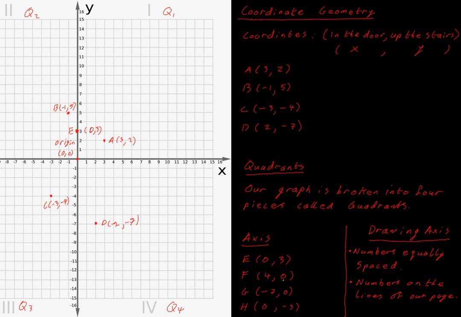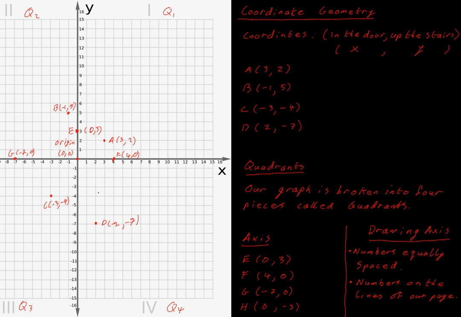Then I have my point F, which is on 4, 0. Well, my X is 4, my Y is 0. So start at the origin, in the door 4, up the stairs 0. So I'm not going to go up and down. I'm just going to have a point at F there, which is at 4, 0. Then G is at minus 7, 0. So in the door minus 7 and up the stairs 0. So I'm just at G, which is at minus 7, 0.